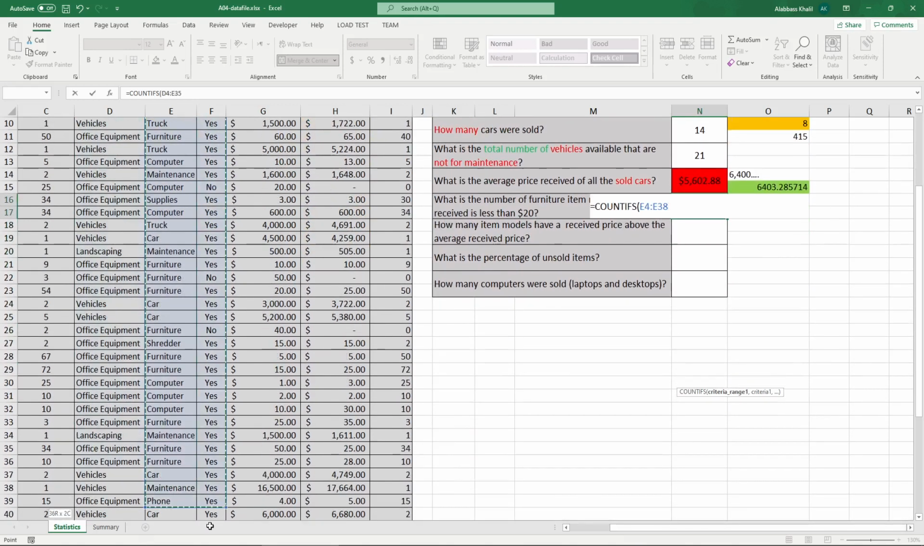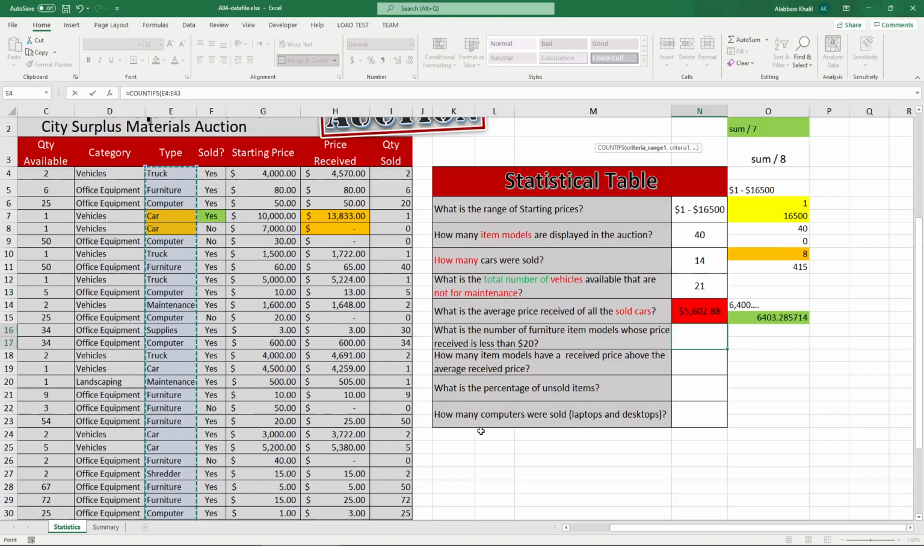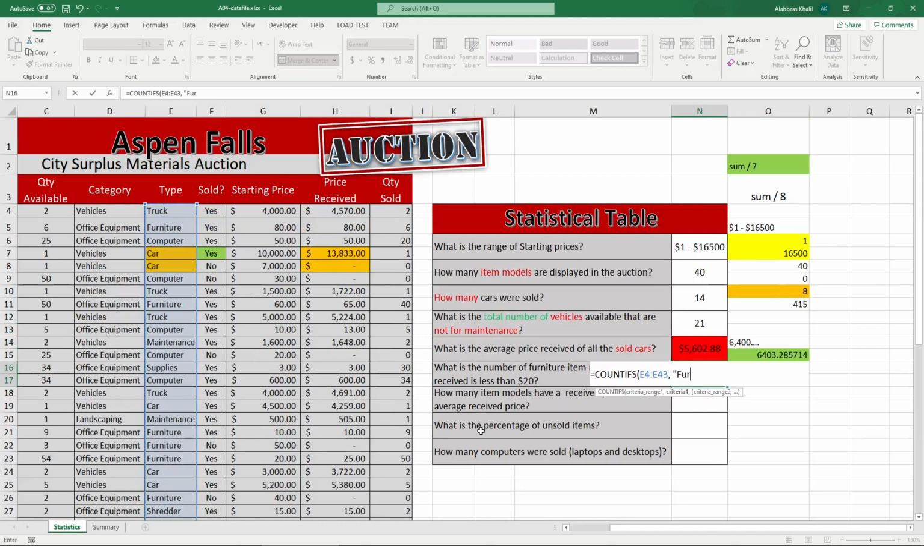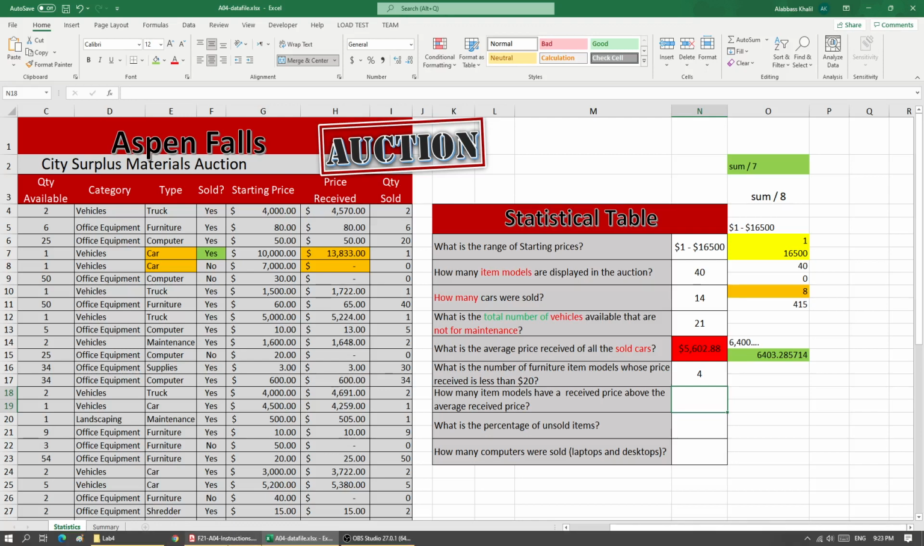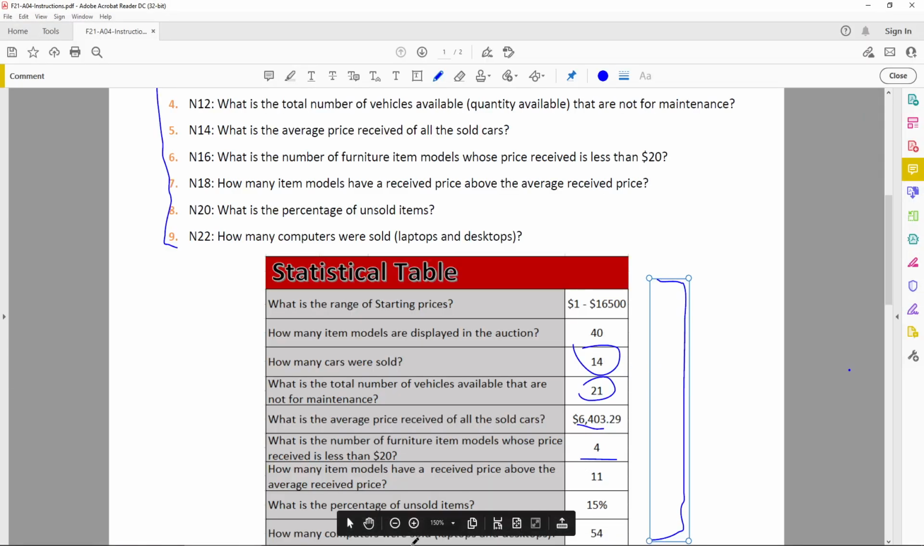It should be furniture and its price should be less than 20. Okay, so this is the type. We'll put in furniture. The other condition, the price received should be less than 20. Is the answer 4? Yes, it is.